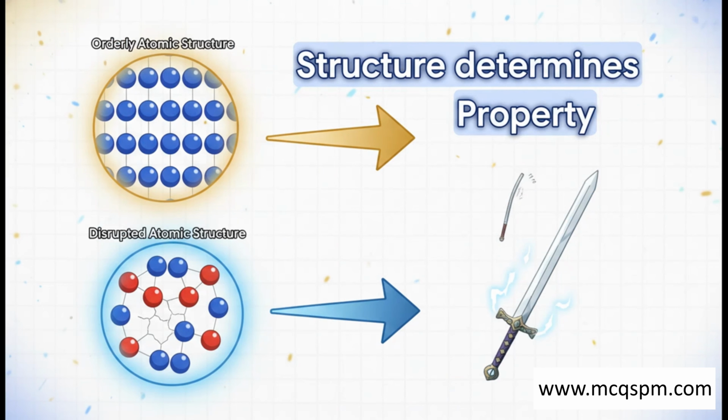Every time. If you remember just one thing from this whole explainer, make it this golden rule. Structure determines property. The way the atoms are arranged on a microscopic level directly controls how the material behaves in the real world. Get that, and you've mastered this topic.